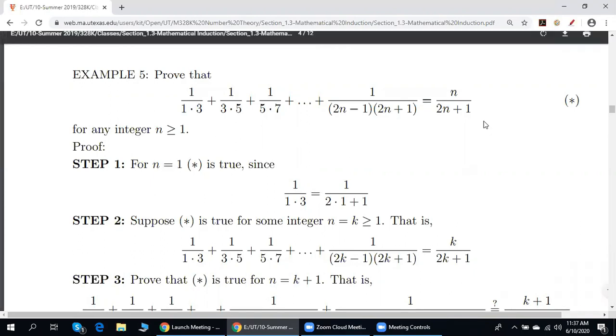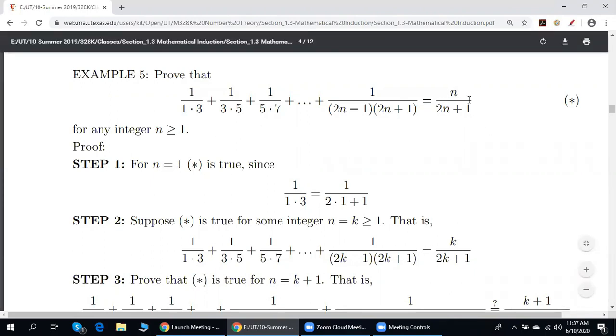If n is equal to 1, the right-hand side is 1 divided by 2 times 1 plus 1, which is 1 over 3. The left-hand side is equal to the right-hand side. We are done with step 1. Now, step 2. Suppose this is true for some n is equal to k, where k is greater or equal to 1. That is this. So, in order to jump from here to here, we just replace n by k. That's it.